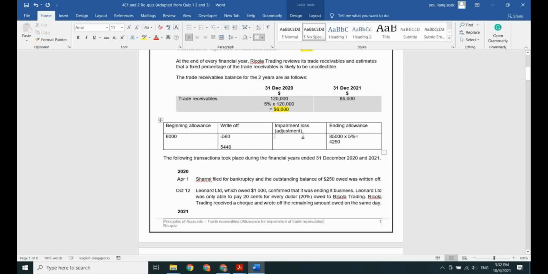So in this case, if we use the formula shared by the teachers, the new balance 4250, minus the original balance, the old balance, minus the write-off amount. This is the formula by the teachers, and this will give you the amount of negative 1190. And when you see negative, if you use this formula, you should know that we are going to do a reversal of impairment loss on trade receivables.